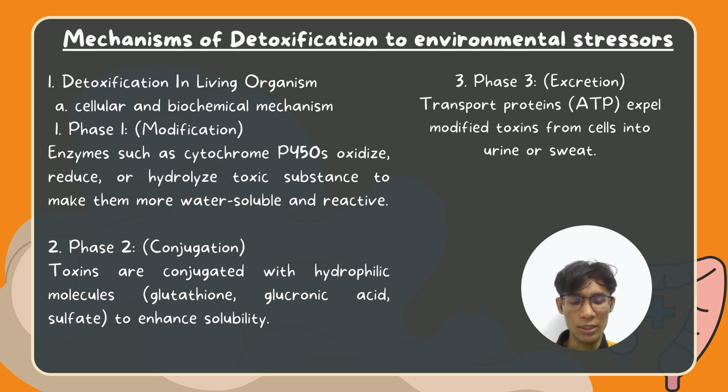increasing their solubility. Next one is phase 3, excretion. During this, transport proteins such as ATP-dependent transporters expel modified toxins from the cell. It will transport the modified and conjugated substances out of the body, for example through sweat, saliva, and urine. So the outcome is the body will efficiently eliminate toxins and their metabolites, maintaining cellular and systemic health.